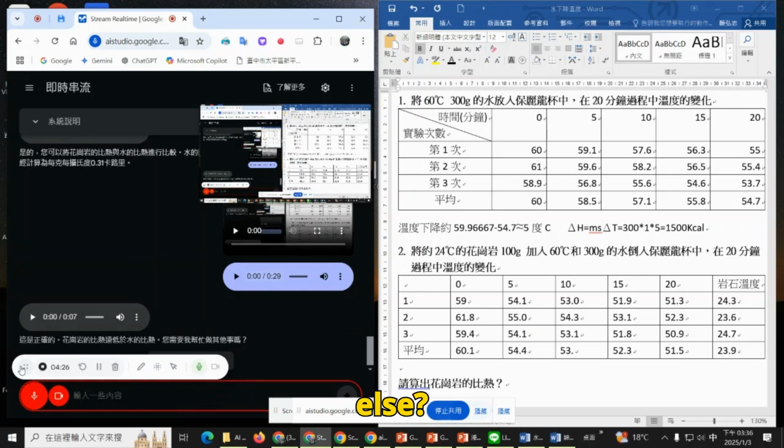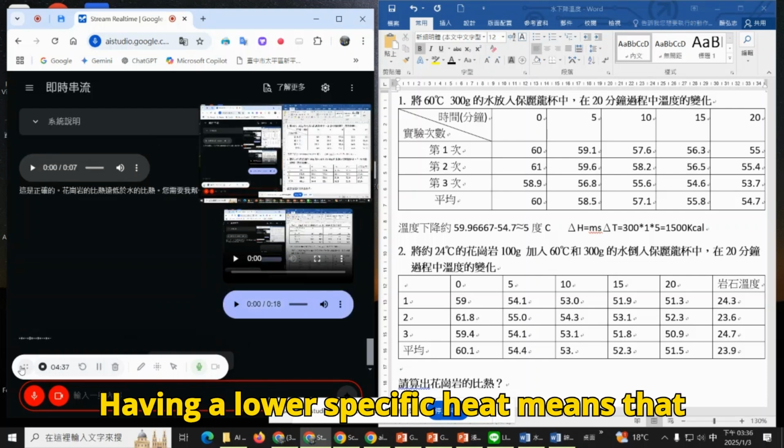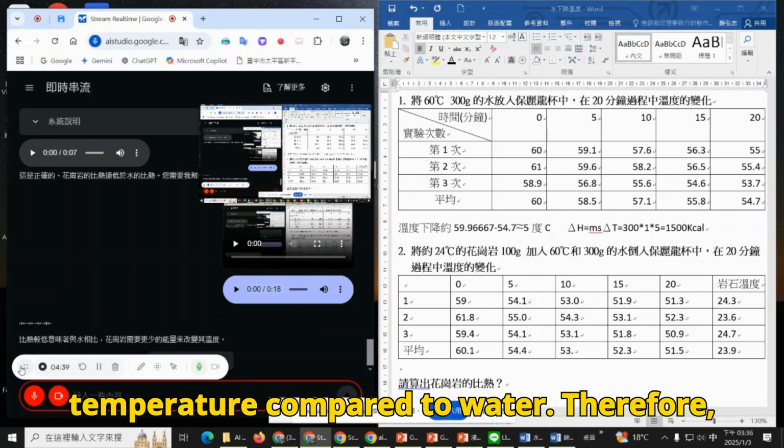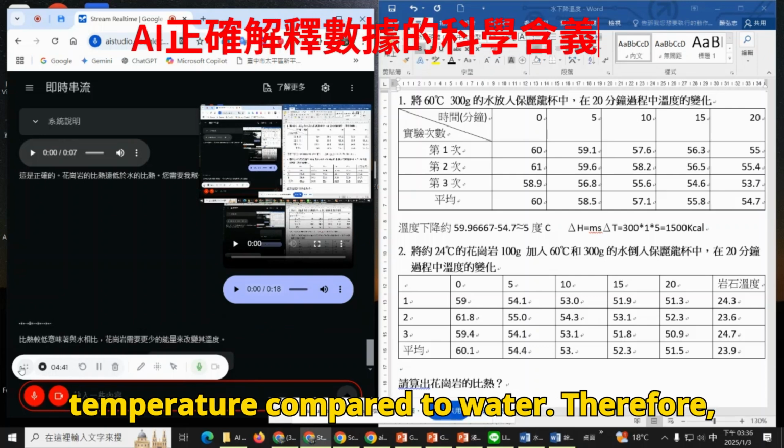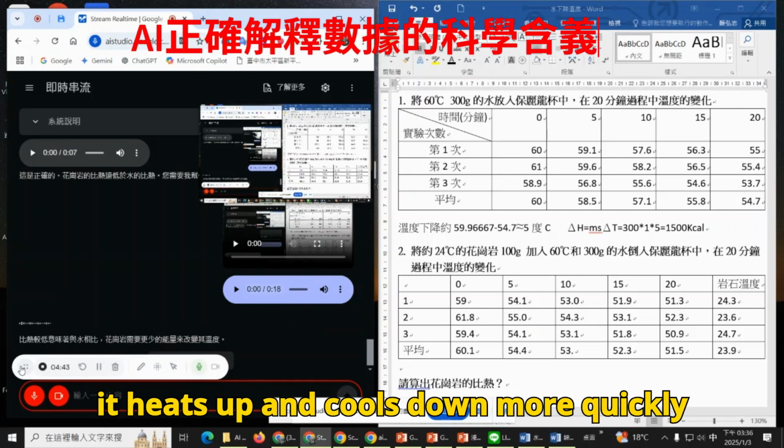那花岗岩的比热比水小很多，在科学上代表它是什么特质？Having a lower specific heat means that granite needs less energy to change its temperature compared to water. Therefore, it heats up and cools down more quickly than water.